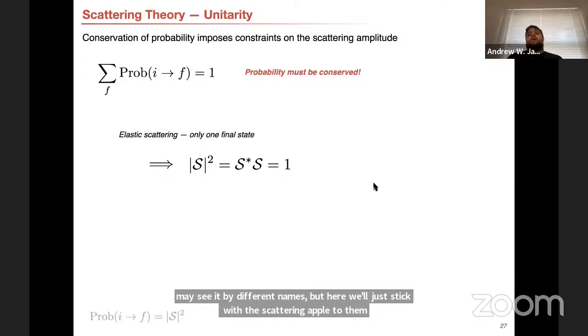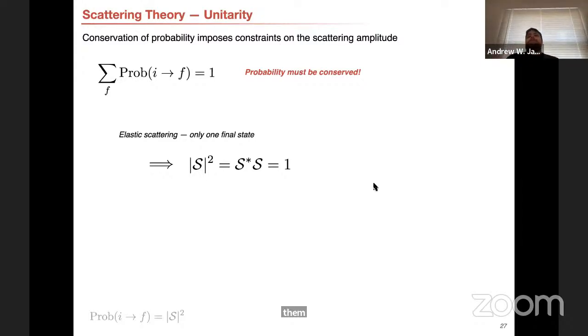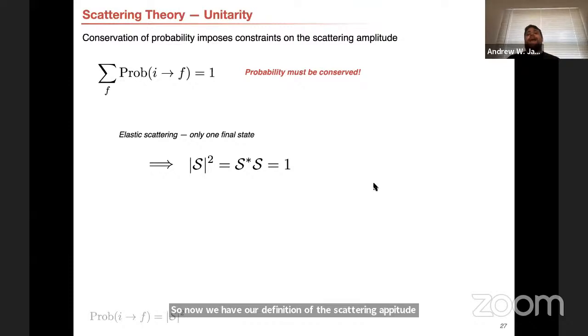Okay. So now we have our definition of what the scattering amplitude is. Let's see what type of properties this scattering amplitude, and in fact, all scattering amplitudes, must have for any type of reaction. So one thing that we want to impose is that probability is conserved. We're dealing with quantum mechanics, so we deal with these probability distributions. And since we're dealing with probabilities, we want probability to be conserved. It's a fundamental tenet of physics.